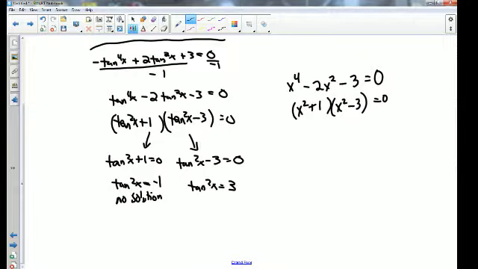Tan squared equals 3. That means that tangent is, somebody said it, square root of 3, right? Plus, minus. There you go. Where's that happen? That happens.